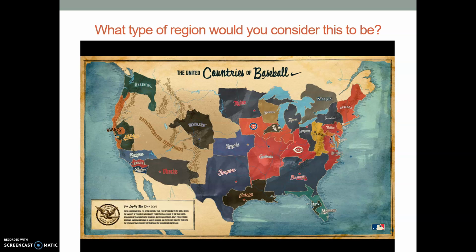All right, so here's the answer. Best answer is perceptual. This is an artist's interpretation of what they would think the United Countries of Baseball would look like. There is no fact to back this up. This is one person's perception, one person's opinion of what that would look like. And so this would not be a true formal region. It would be considered a perceptual region.